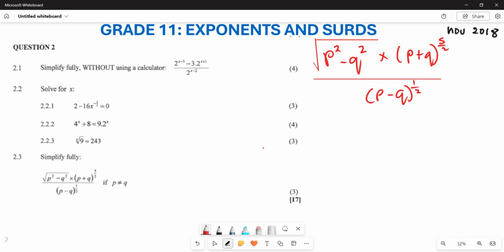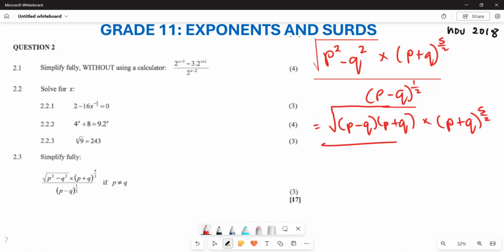Now, the easier thing that you can do firstly, I want you to understand that p squared subtract q squared is going to be a difference of two squares, right? Which means now this can be written as (p subtract q) and (p plus q), close bracket, multiplied by (p plus q) close bracket 5 over 2, and then divided by (p subtract q) to the power of 1 over 2.